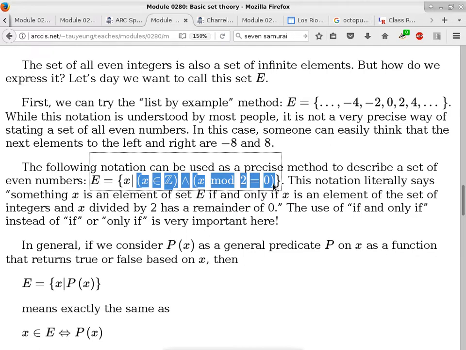The line means "such that." Yeah, the bar typically is interpreted as "such that." Wait, the bar right before the X is what? Such that. How do you spell it? S-U-C-H, such. Oh, that. Such. Okay, sorry.